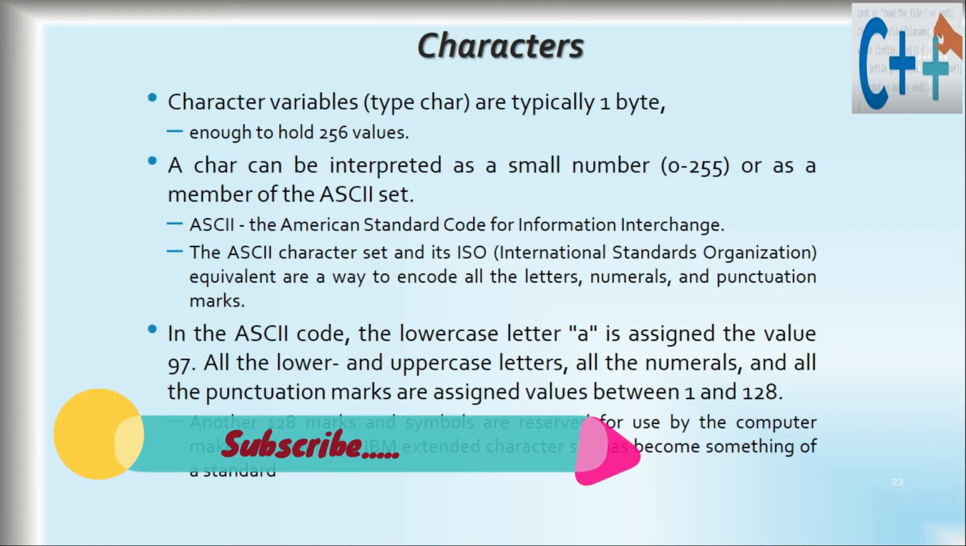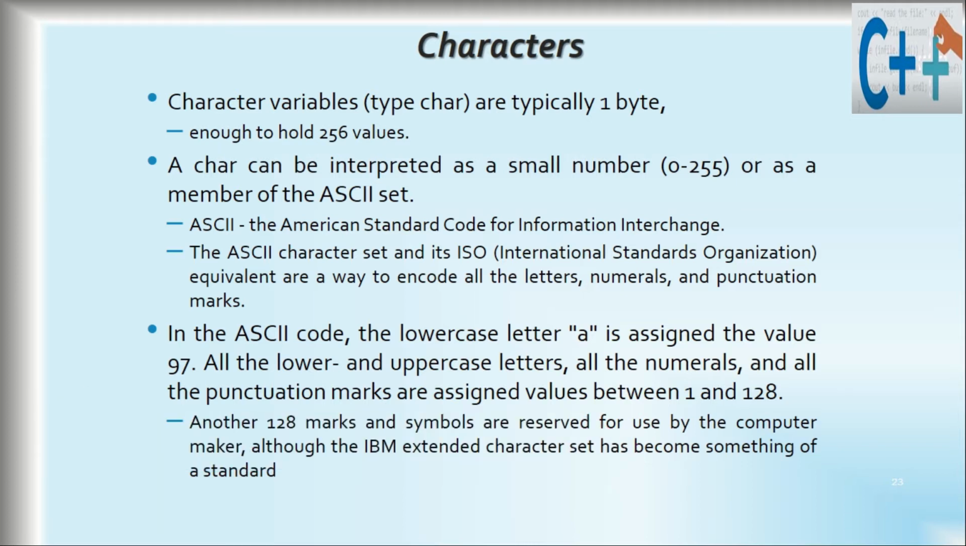Then the next one is characters. What are characters? As you saw on the previous slide, number data types are the integer part and the floating point part, and the second variable type is character variables. Character variables of type char, declared by the char keyword, are typically 1 byte in size, enough to hold 255 values. A char can be interpreted as a small number 0 up to 255, or as a member of the ASCII set, the American Standard Code for Information Interchange.